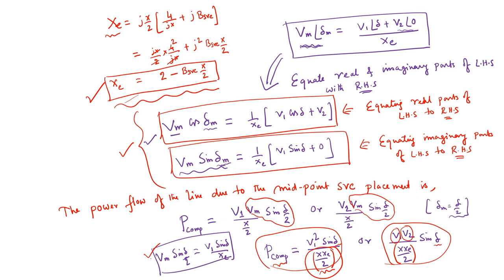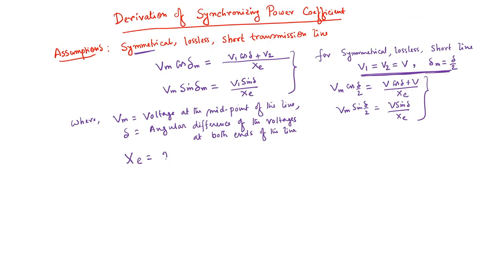X c is equal to 2 minus B SVC multiplied by x by 2, where x is the reactance of the line, or line reactance, and B SVC is the susceptance of the SVC, which is connected at the midpoint of the transmission line. Okay. So, this is already known to us.